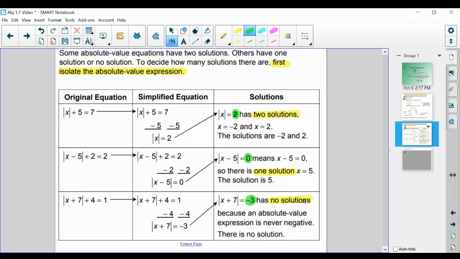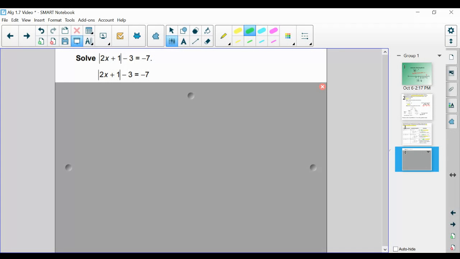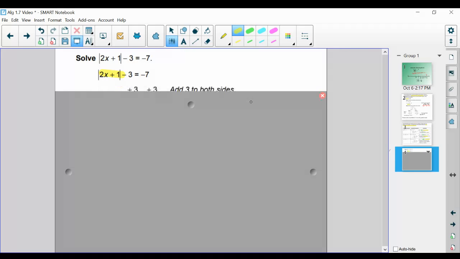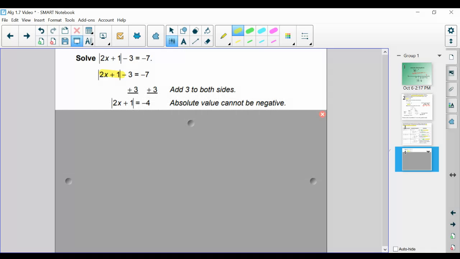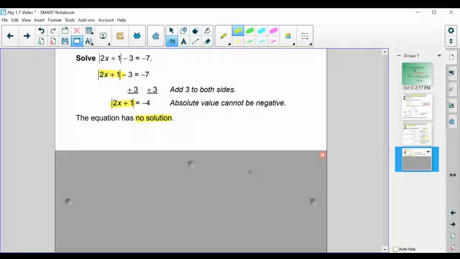So with this, let's go through an example together. We're going to solve for the absolute value. So first thing we need to do is isolate. We have to get that absolute value of 2x plus 1 isolated. So we have to add 3 to both sides. And now we get the absolute value of 2x plus 1 is isolated. That's equal to negative 4. Well, it's equal to a negative number, and an absolute value can't be negative. It can't be a negative distance away. So the equation has no solution, because when we isolate that absolute value, it can't equal a negative.